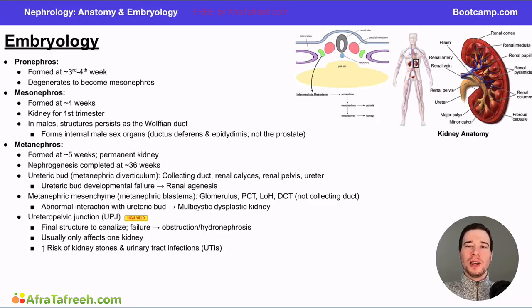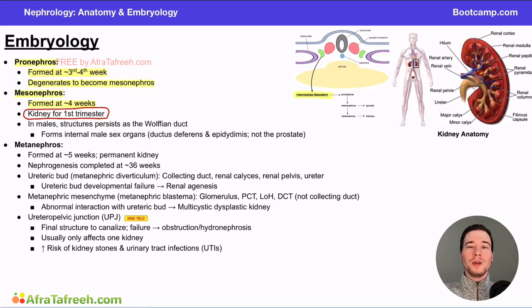The key structure that we need to know here is the intermediate mesoderm. And the reason is because the intermediate mesoderm is what ultimately develops into these other structures: the pronephros, which is the first one that we'll talk about, along with the mesonephros and the metanephros. For the pronephros, all you need to know is that it is formed around 3 to 4 weeks, and it ultimately degenerates to become a secondary structure known as the mesonephros. The mesonephros develops at approximately 4 weeks, coming from the pronephros, and this acts as the kidney for the first trimester of development.